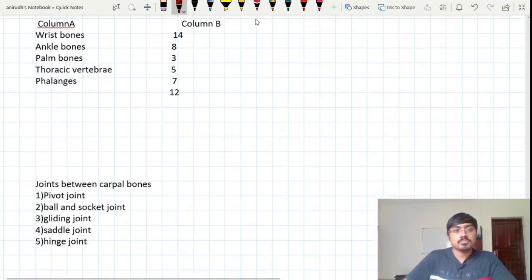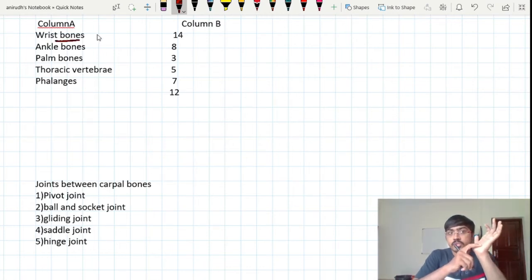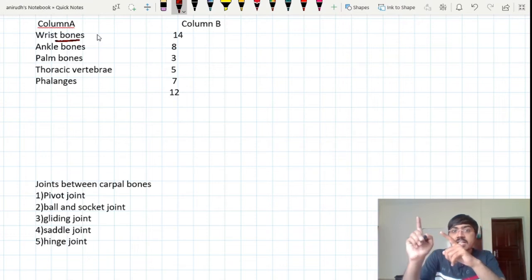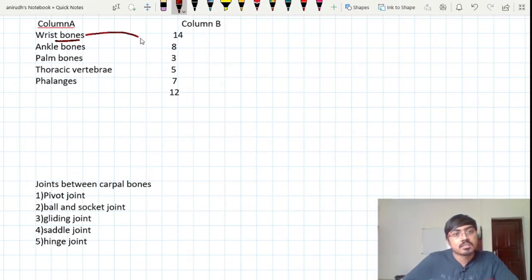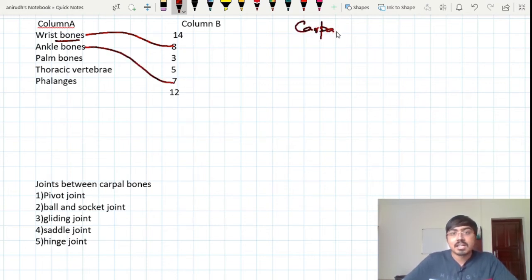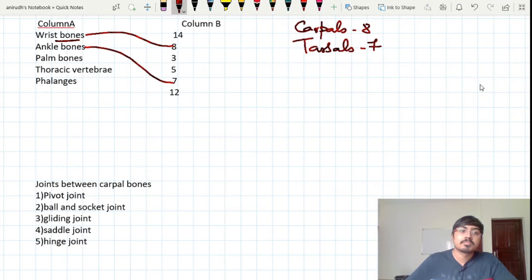Now, this is the next question. Wrist bones. So what is the wrist? Carpal bones. In the ankle, it is the tarsals. Carpal bones are 8 in number. Ankle bones are the tarsals. Ankle bones are 7 in number. I was telling you, carpals are 8 in number, but tarsals are only 7 in number.